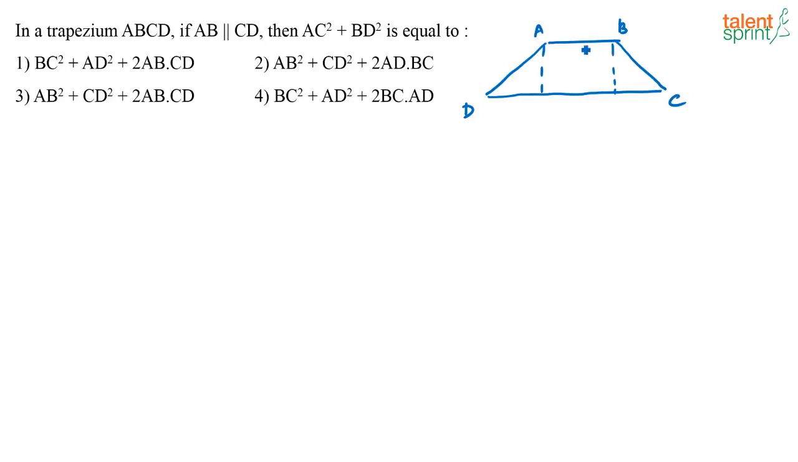See, they have given us a trapezium ABCD. Okay, and here it is given AB is parallel to CD. You have to find out the value of AC squared plus BD squared, right? So what I am going to do is I am going to drop two perpendiculars from A and B, and name them F and E.